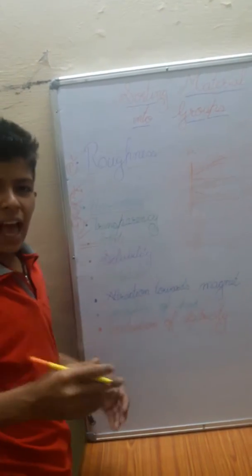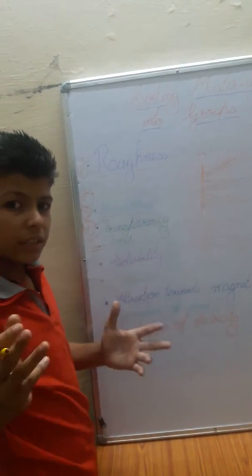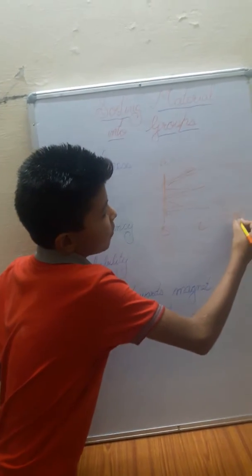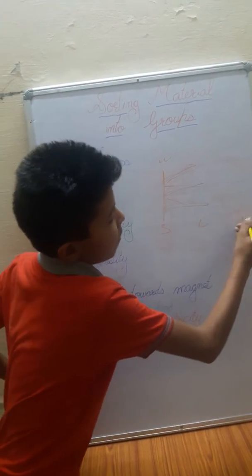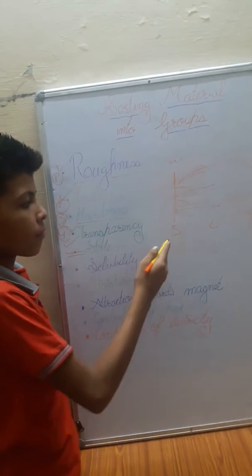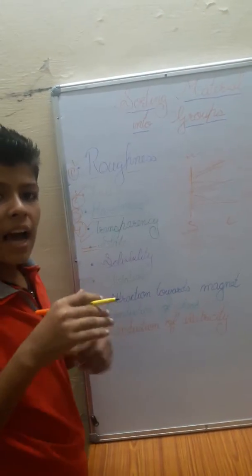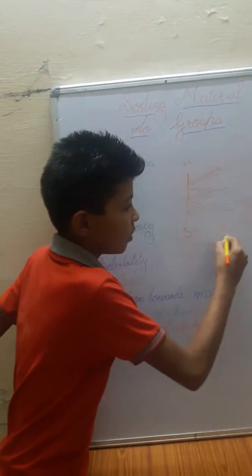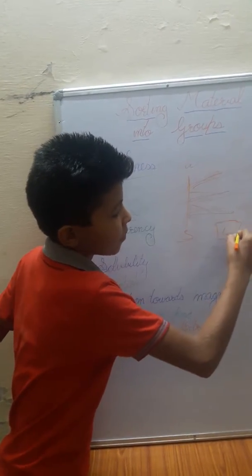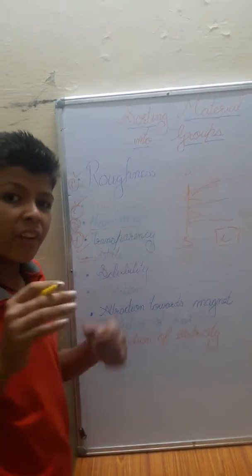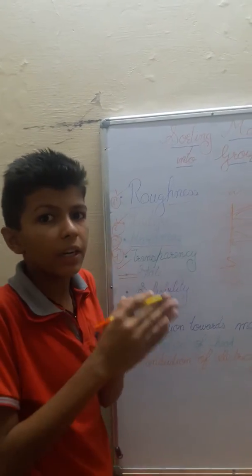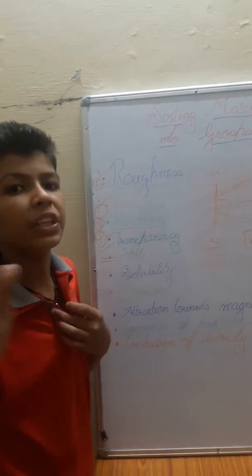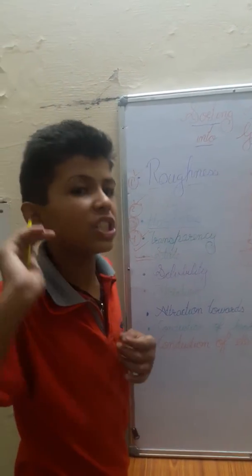State. Friends, as we have learned in the 4th class, what is the state? The states are of 3 types: solid, liquid, gas. The solid has a definite shape and volume. The liquid does not have a definite shape but has a definite volume. The gas does not have either volume or shape.